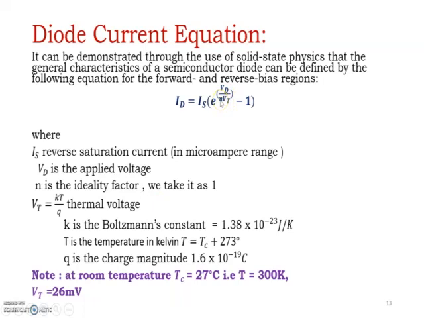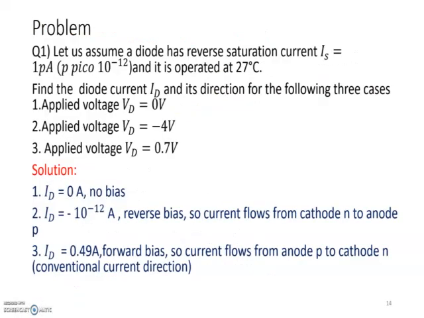N is 1. Is will be given, that is your reverse saturation current, which is a constant. Thereby for various values of Vd you can compute the current. So we'll take a simple problem. Let us assume a diode which has a reverse saturation current of 1 picoampere. 1 pico is nothing but 10 power minus 12, and it is operated at 27 degrees Celsius. What is the meaning? At room temperature.